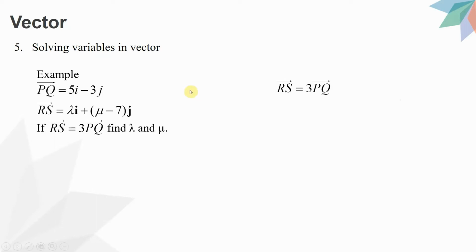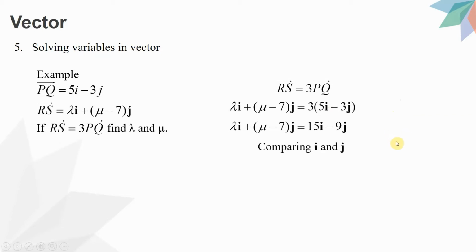Then we substitute the vectors into this. And from here, we expand this. And now we want to compare the vectors i and j. So comparing i, you get lambda is 15. And we compare j, mu minus 7 is -9, solving it, mu is -2.